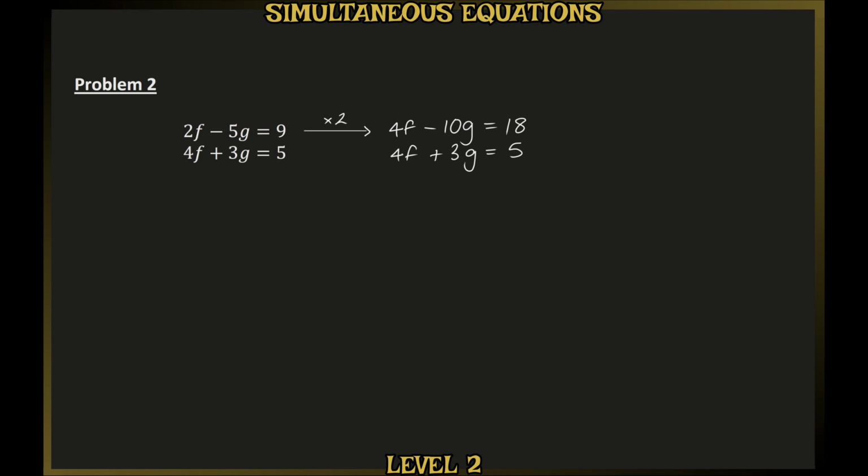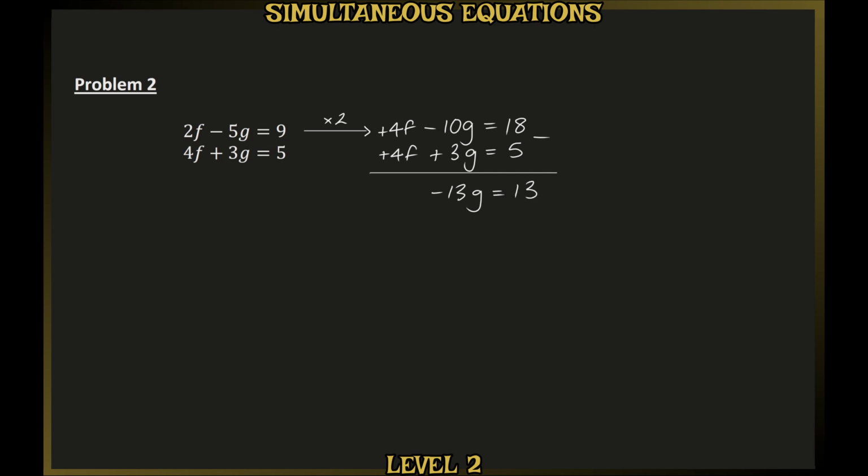Now here we're eliminating the f's because we have the same number in front of both, and both of these 4f's are positive. So to eliminate them, we need to subtract them because 4f minus 4f is 0. So we need to subtract everything in the bottom equation from the top equation. So starting with the f's, 4f minus 4f is 0. Moving on to the g's, minus 10g minus 3g gives us minus 13g, and on the right, 18 minus 5 gives us 13.